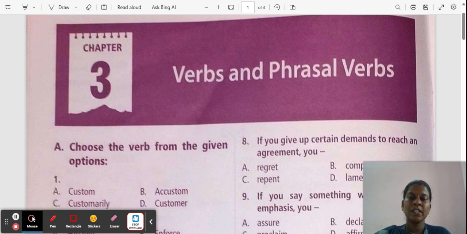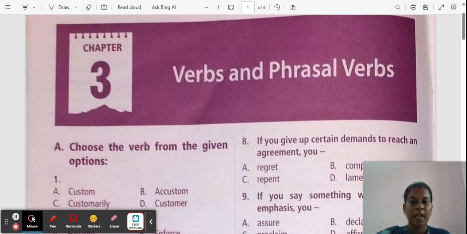Then, what are phrasal verbs? Phrasal verbs are nothing but a verb combined with an adverb or preposition, or sometimes both, to give a new meaning. For example, look after, put somebody off, like that.